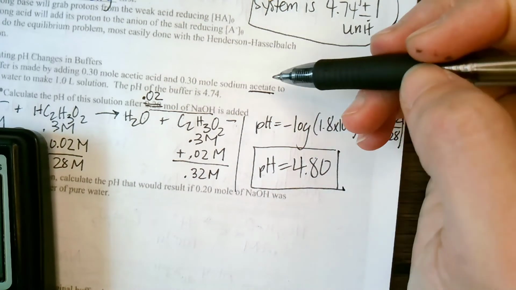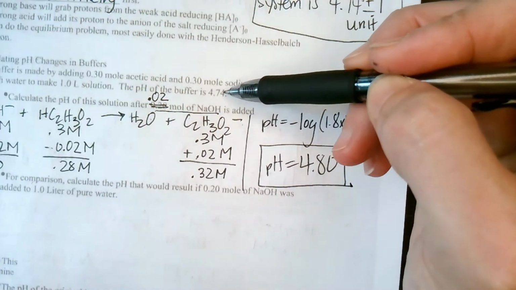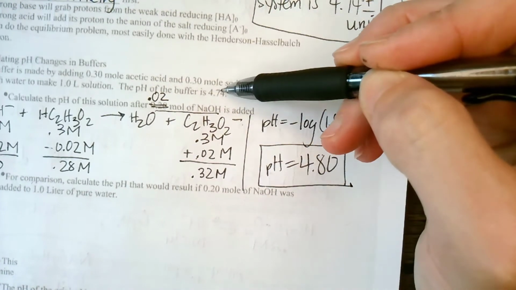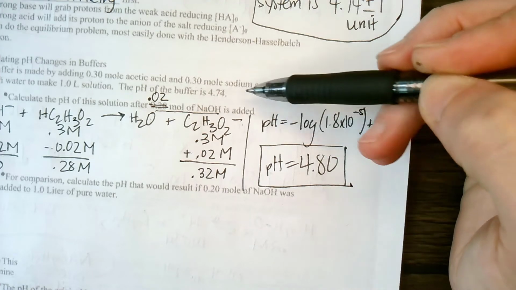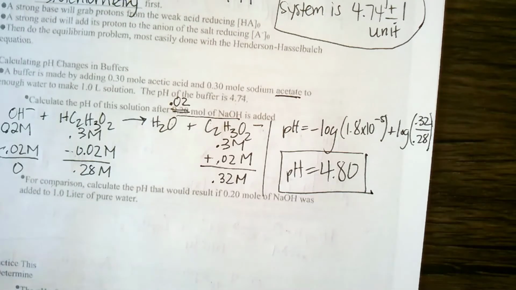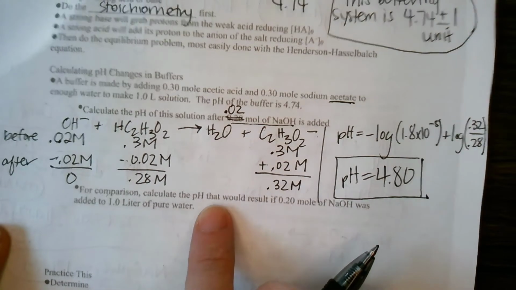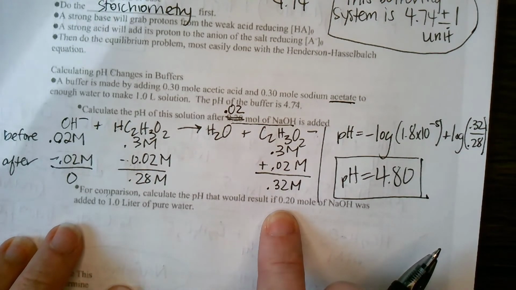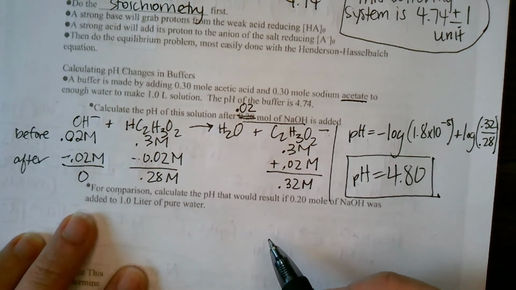And we can also see that adding that strong base only raised the pH by what, 0.06 pH units. So yes, it made it more basic, but not by very much. Now for comparison, we're going to calculate the pH that would result if 0.2 moles of NaOH was added to 1 liter of pure water.